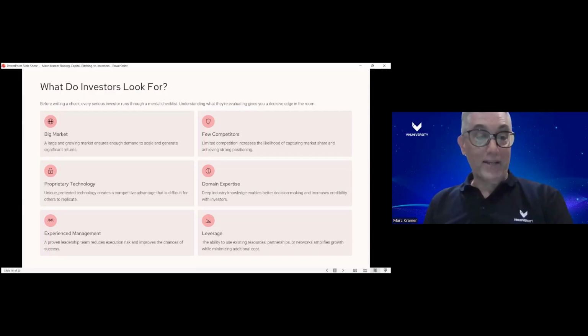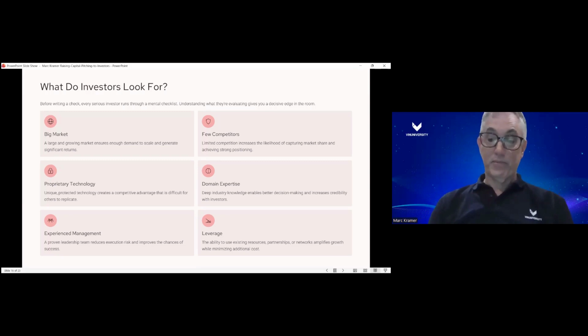Experienced management. You want to have people who have started something that no one has ever heard of before, or who are experts in the field that you're in, who can open doors and close sales. You have leverage, the ability to use your resources, partnerships and network to get sales and to recruit the right employees.